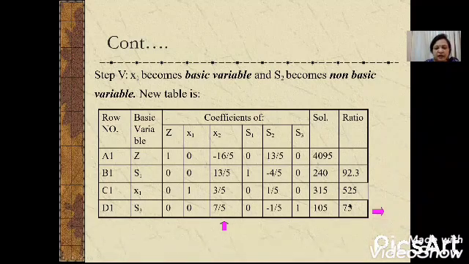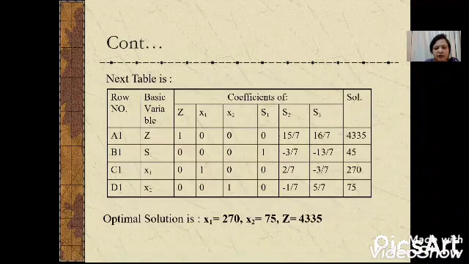From this table we see that s3 is the departing variable. So here x2 is the entering variable, s3 is the departing variable, and at the junction point we are getting 7/5. So now we convert this 7/5 into 1 by multiplying this row by 5/7, and again using row operations we obtain 0 here and 0 here. So finally the new table takes this form.